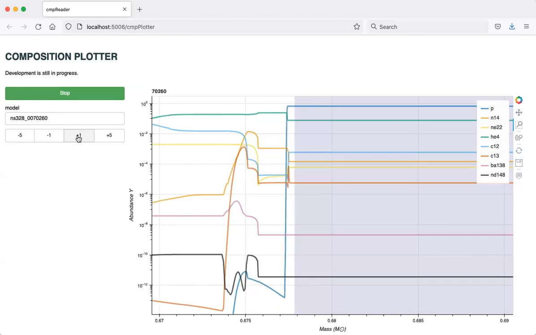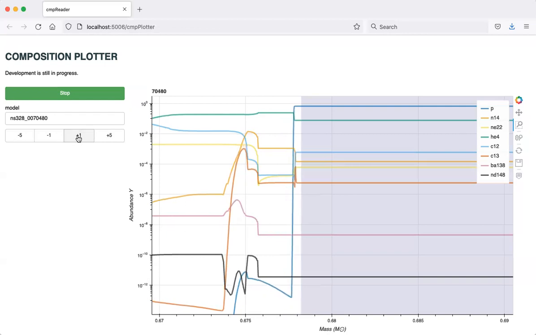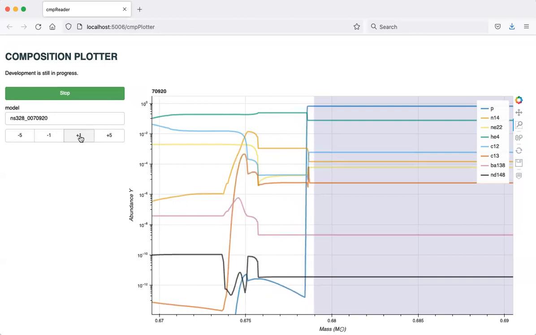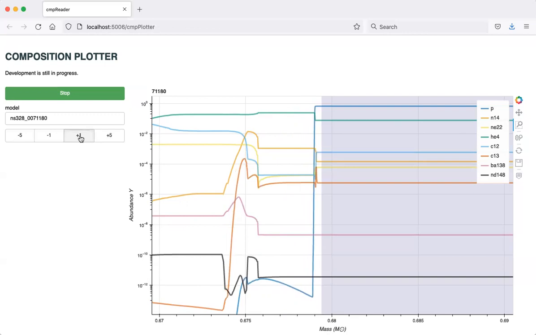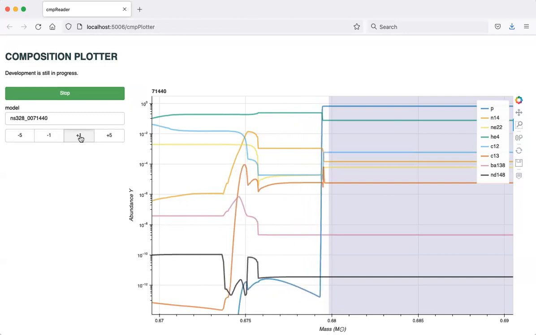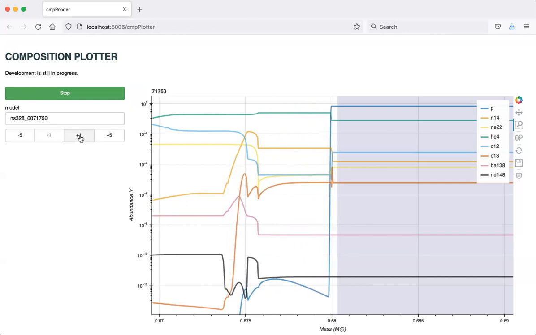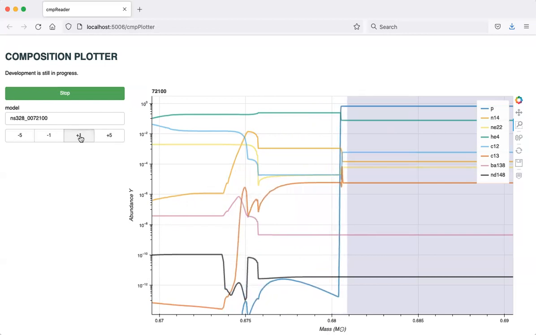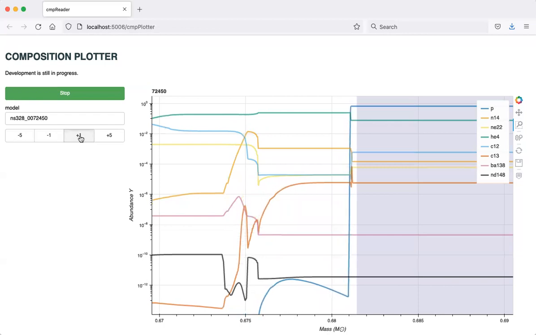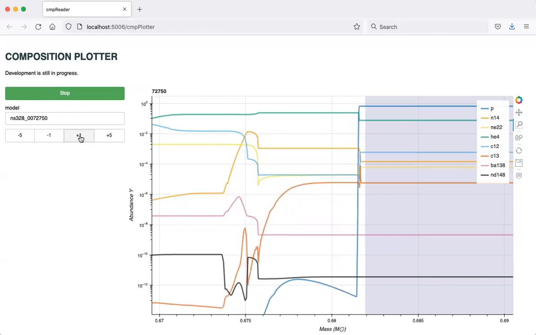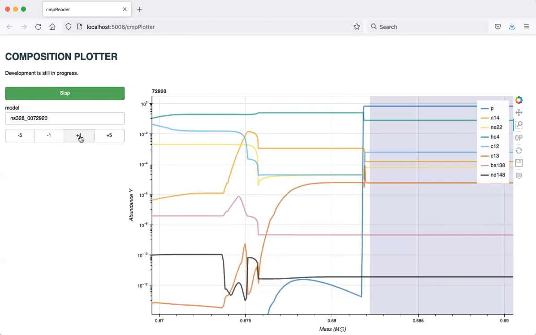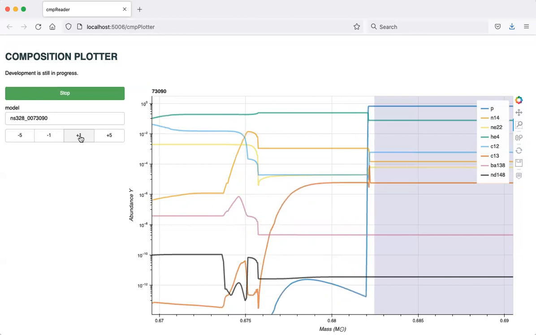Hydrogen burning continues, the carbon-13 is burning, and barium-138 is produced, while neodymium-148 can only be destroyed because the neutron density is too low to activate the branching point. So we see that the carbon-13 is completely destroyed during the interpulse period. And at some point, the helium will ignite in a thermal pulse, and therefore we will have a convective region appearing in the intershell. We will see this happening.